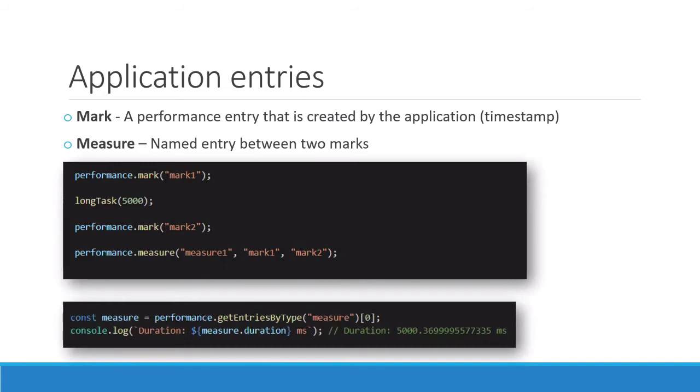How do we get them? Again, we use the performance object, performance.getEntriesByType. We pass in measure as a type, and we get the first result. And you can see there, we console log the duration. We said that every entry has a duration and a start timestamp. And you can see there that it's actually 5,000 milliseconds, which is what we expected, because the long task, you actually pass it the amount of milliseconds that you want to pause.